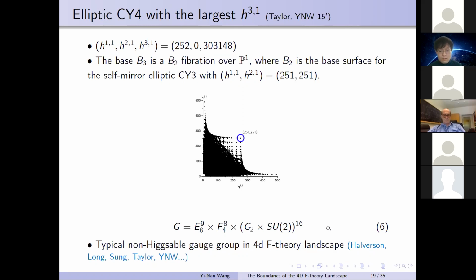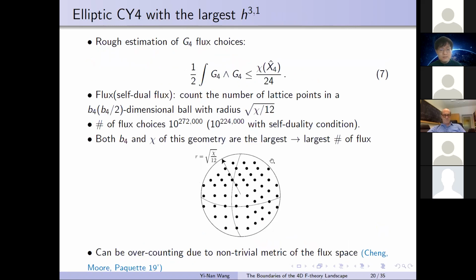On this particular geometry, we have also estimated the total number of G4 flux choices via a very simple method. We approximate this problem by a counting problem of the number of lattice points in a very high-dimensional ball with a certain radius. We have found that the total number of flux choices is on the order of 10 to the 10 to the 5, either with or without the self-duality condition. Now this number is the biggest among all the possible geometries simply because both the dimensions and the radius are the largest possible. Okay.